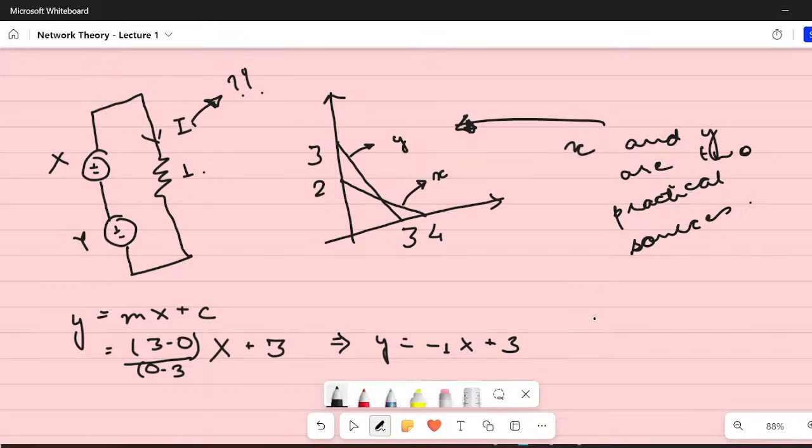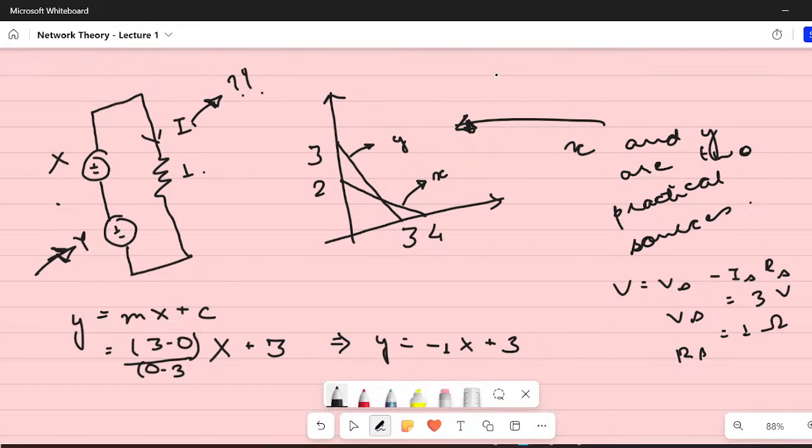In case we know they are practical sources, when we compare it with v equals vs minus is rs, what do we get? We get Vs equals 3 volts, right? And Rs equals 1 ohm, right? So the internal resistance of this source is now determined, right?